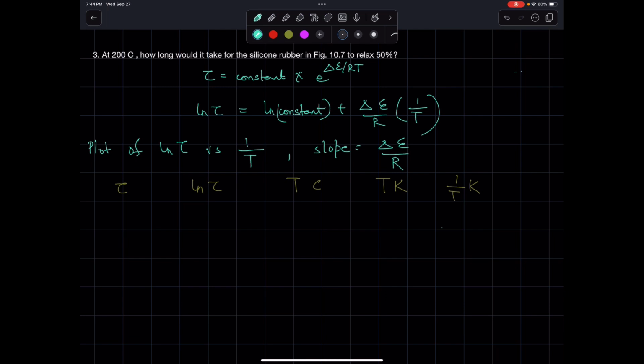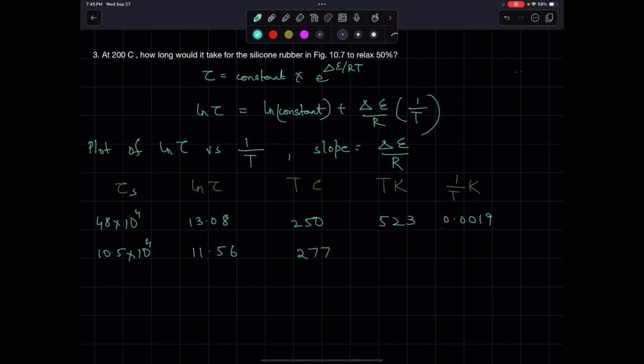The first value of tau is 48. Since tau is given as tau times 10 to the negative 4 seconds, tau will be 48 times 10 to the power 4. So ln tau would be 13.08. This is at temperature 250 centigrade, which is 523 Kelvin, and 1 over 523 is 0.0019. The next value of tau is 10.5, so it would be 10.5 times 10 to the 4 seconds. Ln tau would be 11.56, temperature 277, so temperature in Kelvin would be 550, and 1 over temperature would be 0.0018.